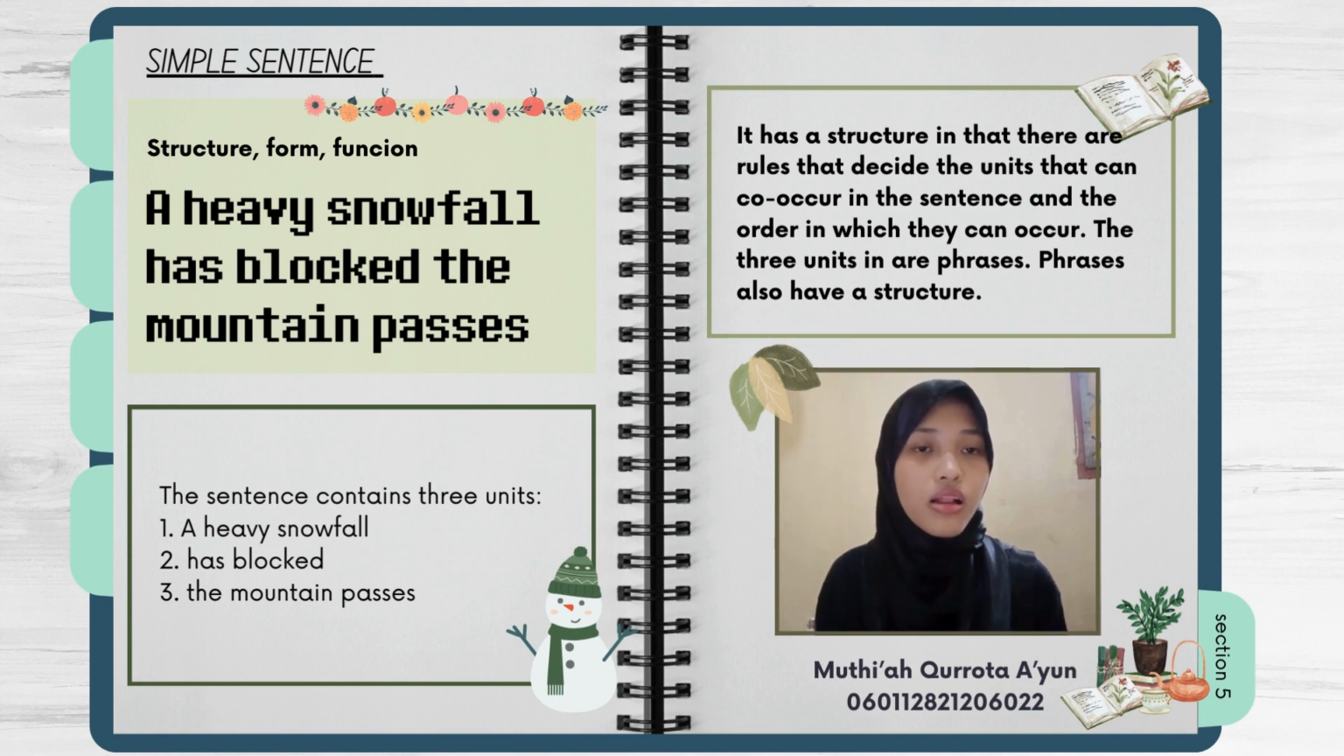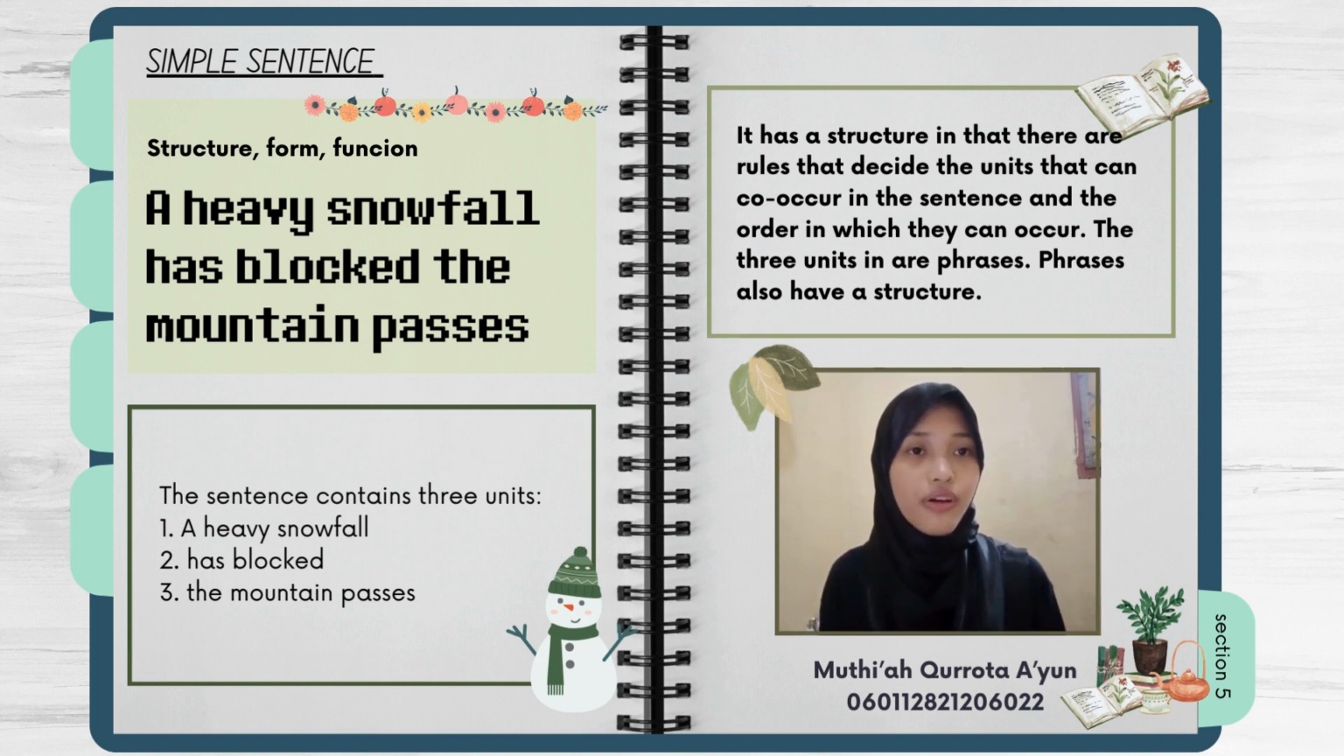For example, the sentence "has blocked the mountain passes a heavy snowfall" is wrong, because there is no subject, verb, and complete thought arranged in the sentence. This example has a structure in that there are rules that decide the units that can co-occur in the sentence and the order in which they can occur. The 3 units here are phrases. Phrases also have a structure. We cannot rearrange the internal order of the 3 phrases.